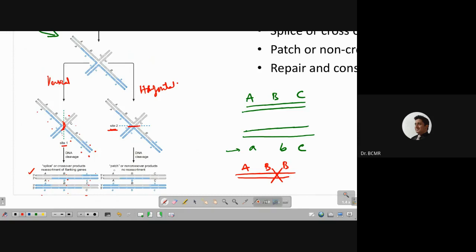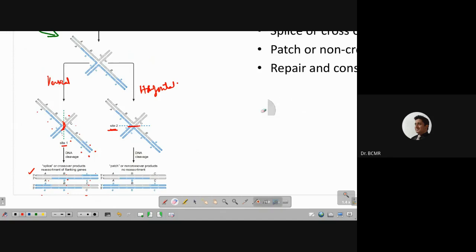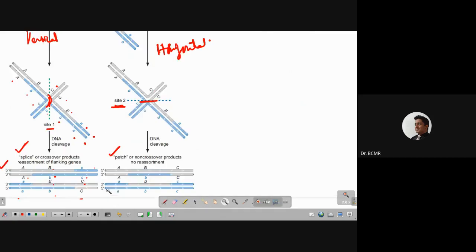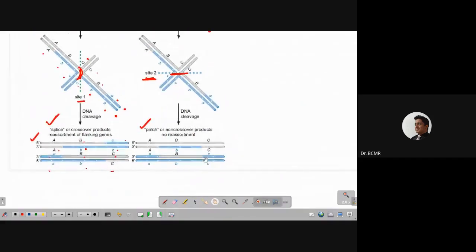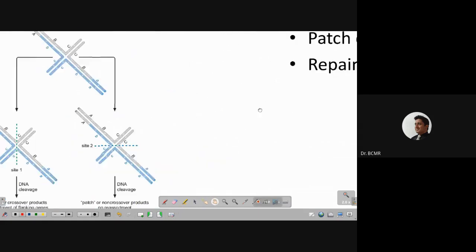So here the same way, and what I want you to understand here is something. What is the difference between patch and crossover? There are two words that are indicated here: splice or crossover, and the other one is called patch or non-crossover. If you have a look at the DNA molecule here, I hope you will be able to realize that.